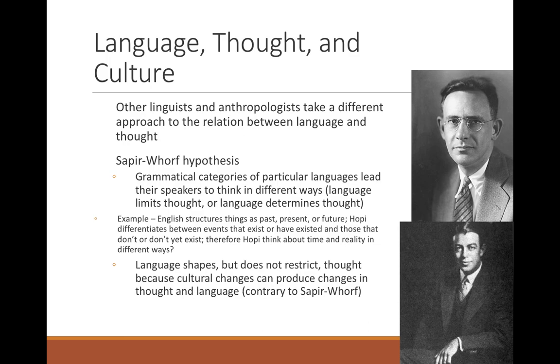And the Hopi are able to distinguish between the past and present, even though they don't have separate verb tenses for that. These ethnic groups in Pakistan are able to distinguish between mom and her sisters, even though their linguistic terms don't reflect that. So we don't really find a lot of evidence in favor of Sapir and Whorf. Language shapes but doesn't restrict thought, because cultural changes can produce thought and language changes, which is contrary to Sapir-Whorf.